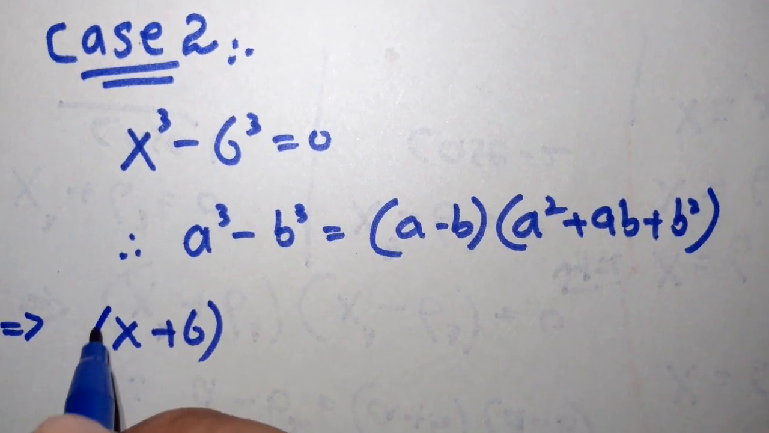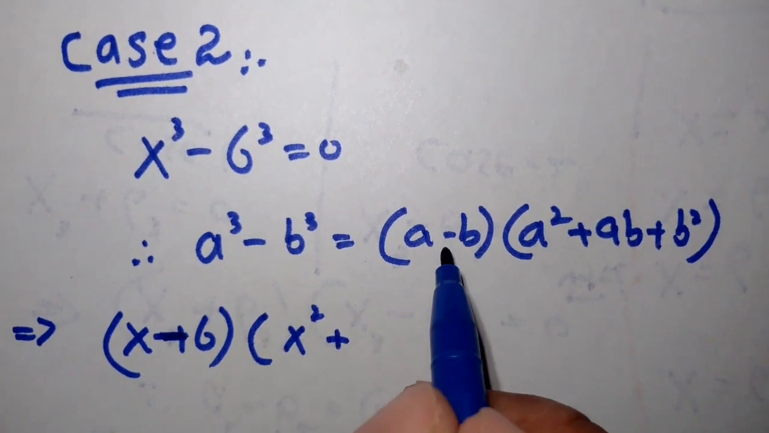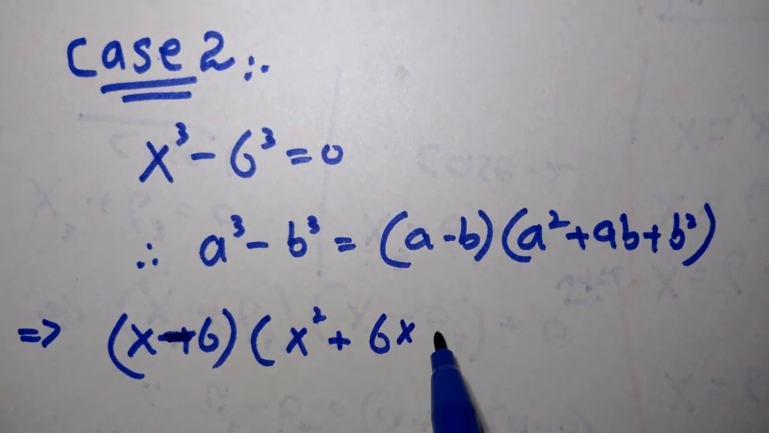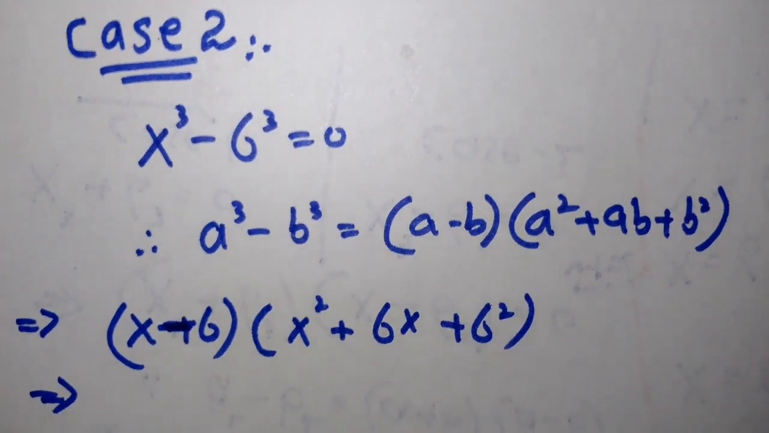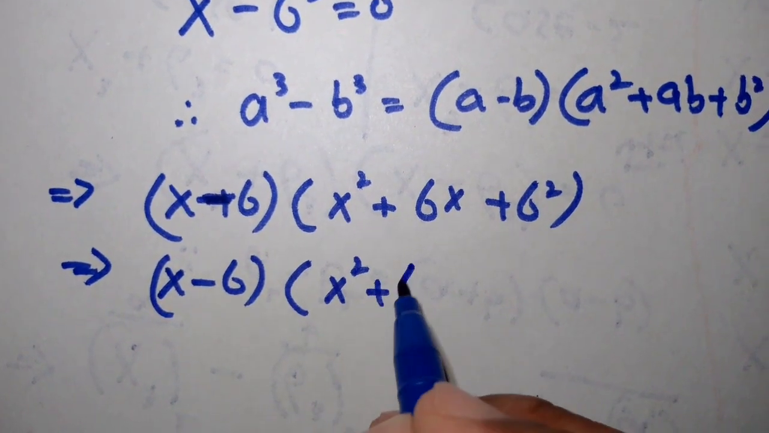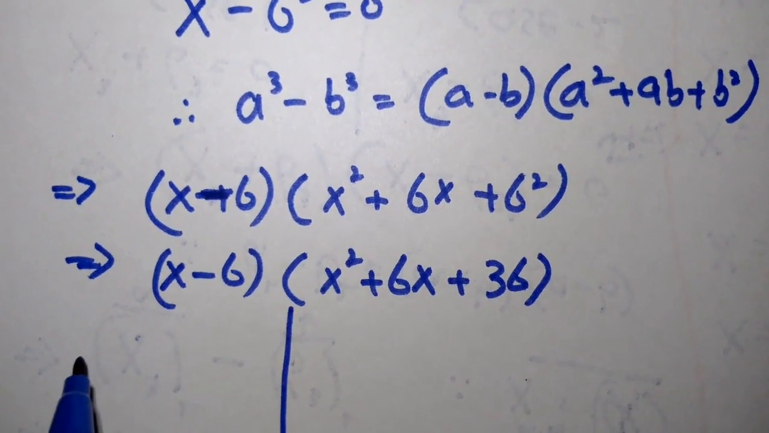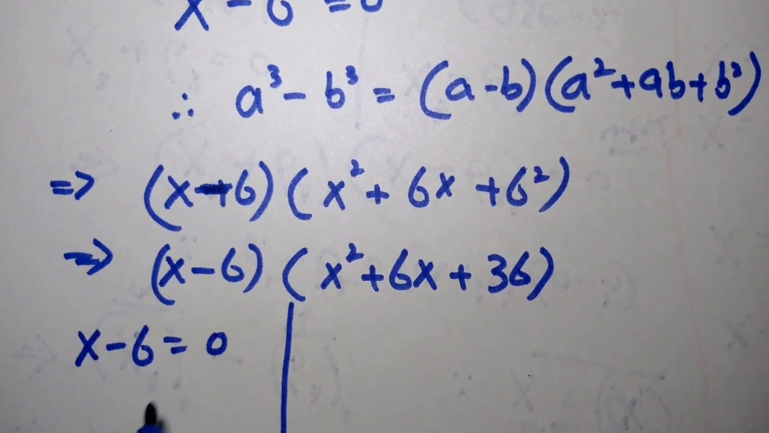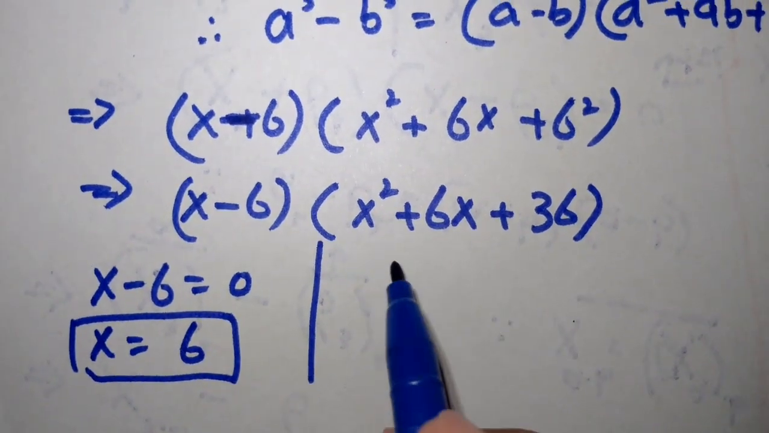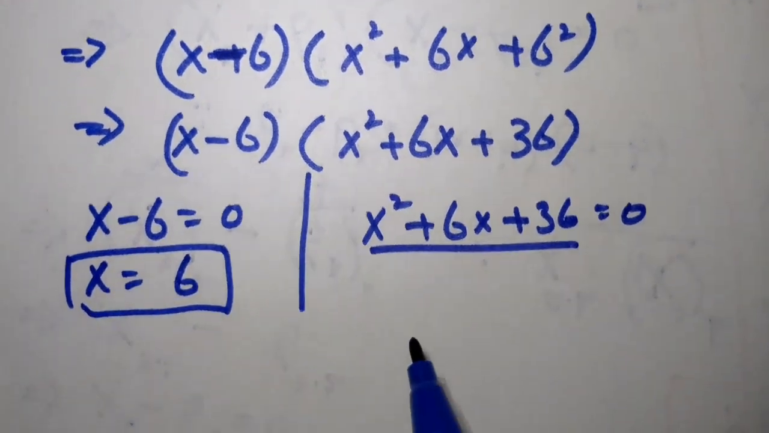So this will become x minus 6, here a minus b, so this is x minus 6 into x square plus 6x plus 36. Here we have two cases. The first part is x minus 6 is equal to 0 and x is equal to plus 6. So one value of x is 6, and here x square plus 6x plus 36 is equal to 0. We have to solve this by the quadratic formula.